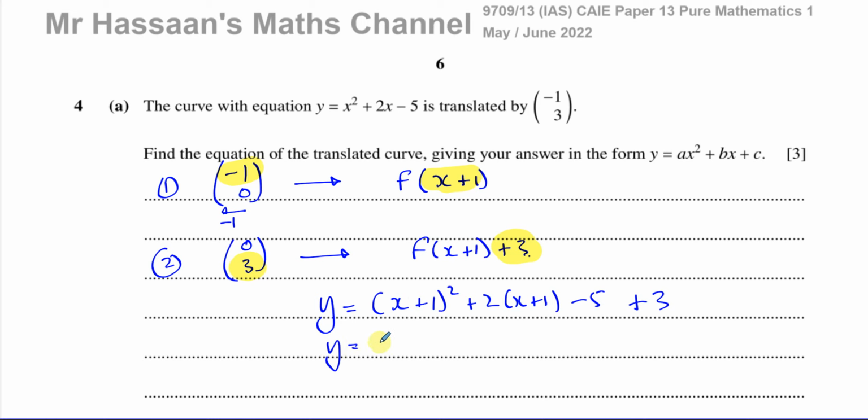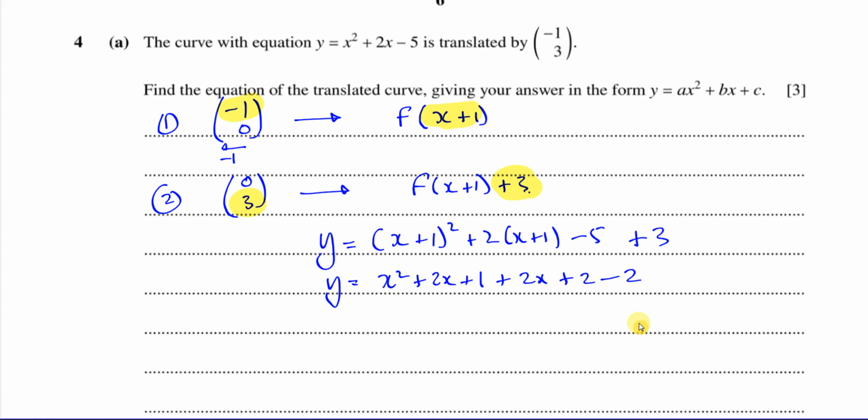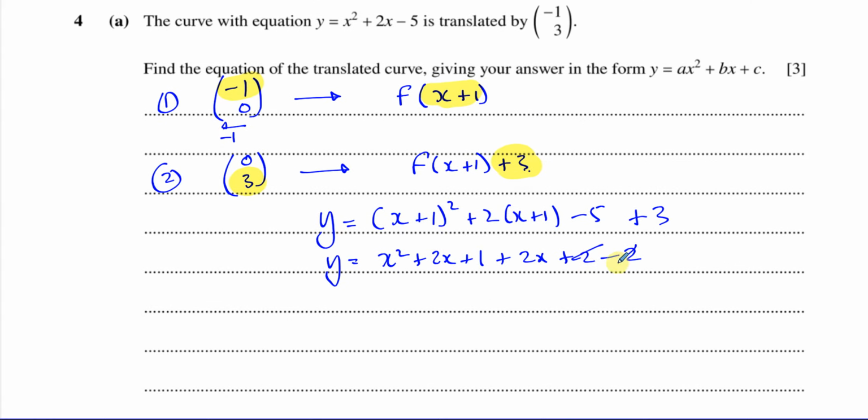Expand this bracket, it gives you x squared plus 2x plus 1. Expand this, you're going to have plus 2x plus 2. Minus 5 plus 3 is minus 2. So now those two cancel out. You're going to have y equals x squared plus 4x plus 1, and that is the equation of the curve in the form required.